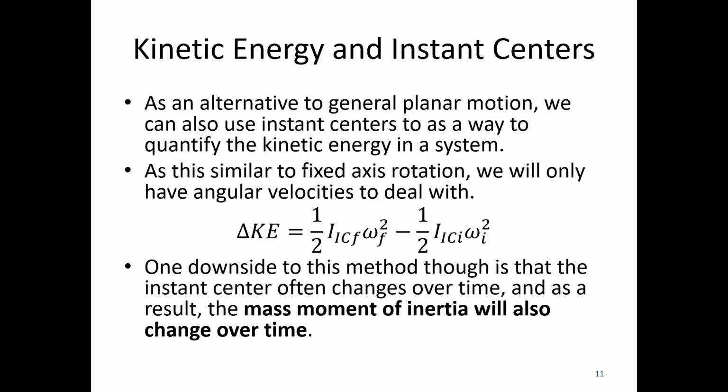But one downside to this method is that the instant center will often change over time. Since the instant center changes, the mass moment of inertia will also change over time. So you might need to calculate separate I values for the initial conditions and the final conditions in a case like this. So we remove the translational terms, but we're possibly adding in another issue with the changing instant center location and changing mass moment of inertia. So whichever one works, pick a method, either instant centers or general planar motion, and stick with that for your problem.